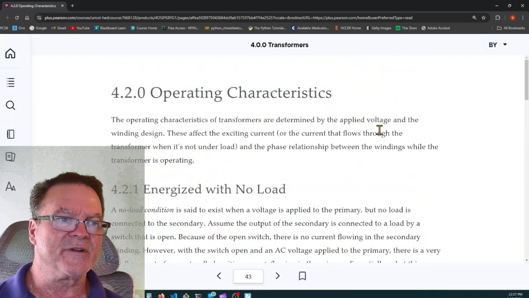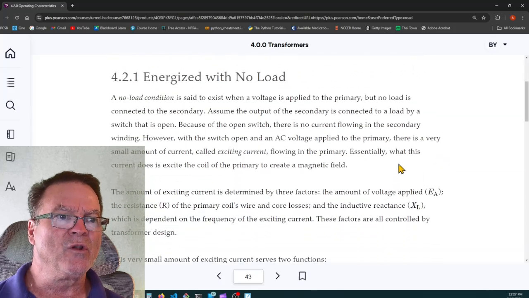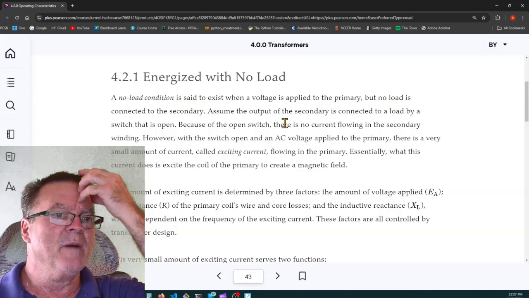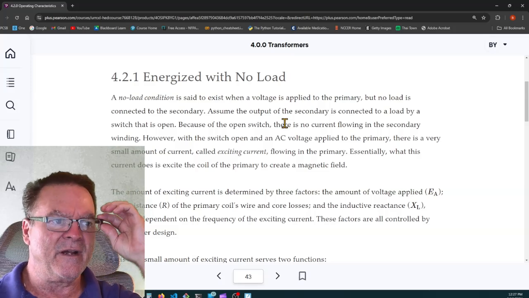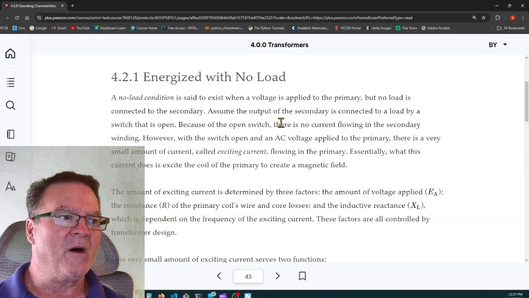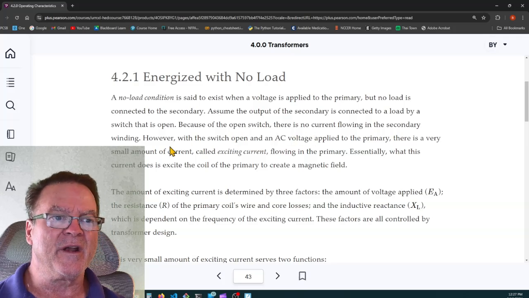4.2.0 operating characteristics. Energized with no load. A no load condition is said to exist when a voltage is applied to the primary, but no load is connected to the secondary. Assume the output of the secondary is connected to a load by a switch that is open. Because of the open switch, there's no current flowing through the secondary windings.